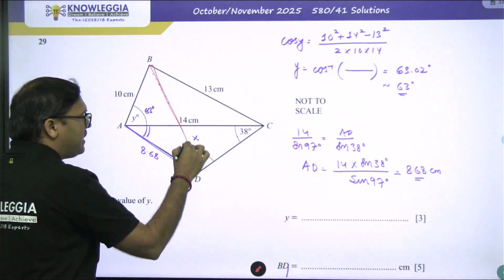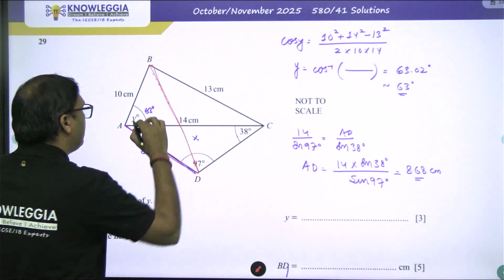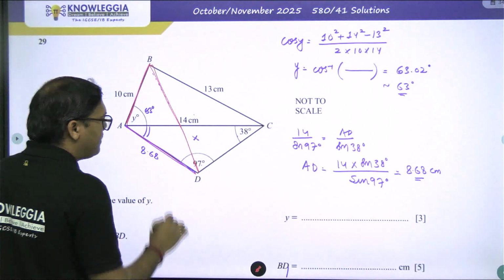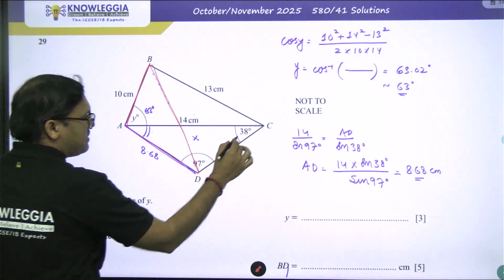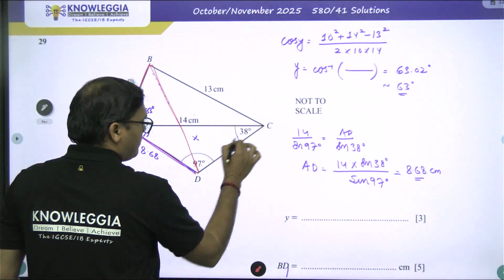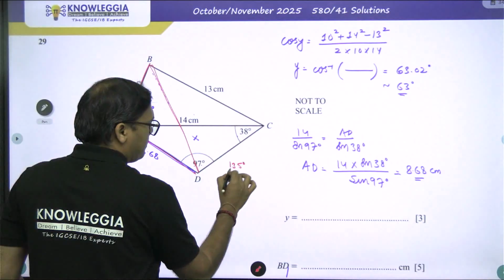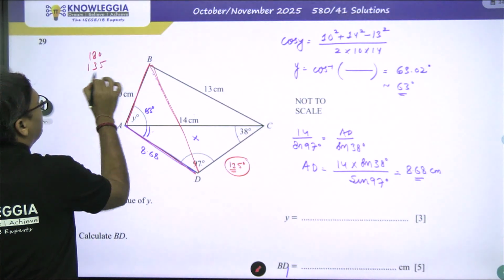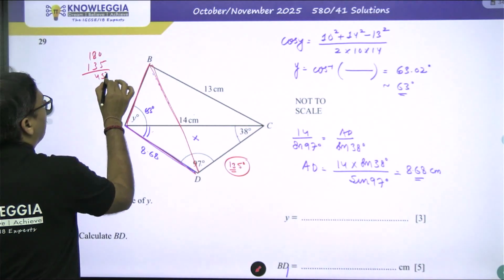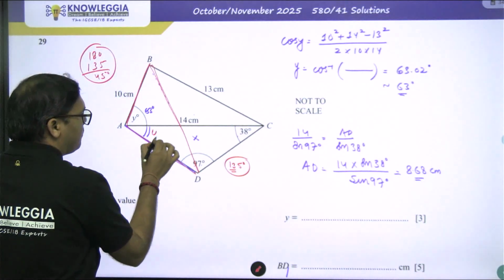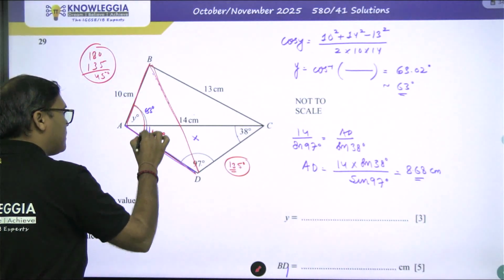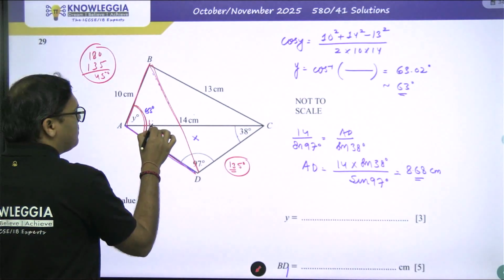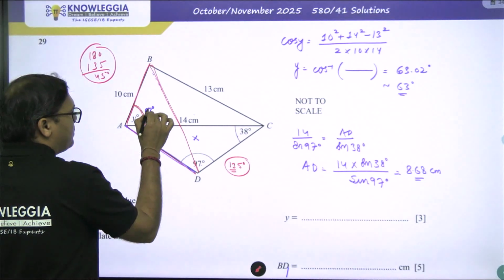Now, if you have to find BD, you can see we know this is 8.68 and this is 10 centimeter. And what is this angle? You can see this is 97, that's 38. So what is this sum? This is 135 degree. I'll subtract 180 minus 135 degree. So this angle is 45 degree. So what is this total angle? This total angle is 108 degree. I'll write this is 108 degree, the addition of these two angles.